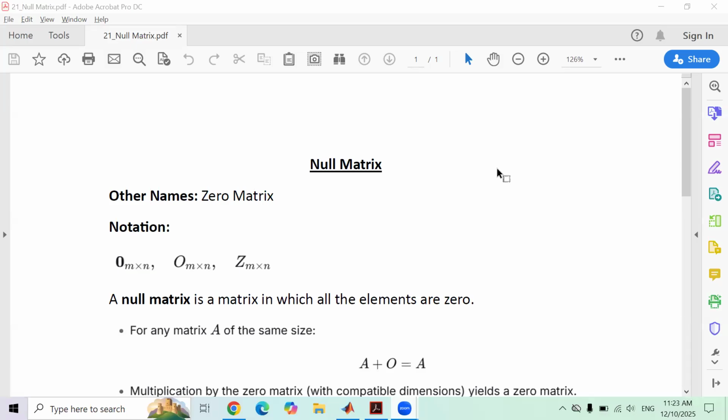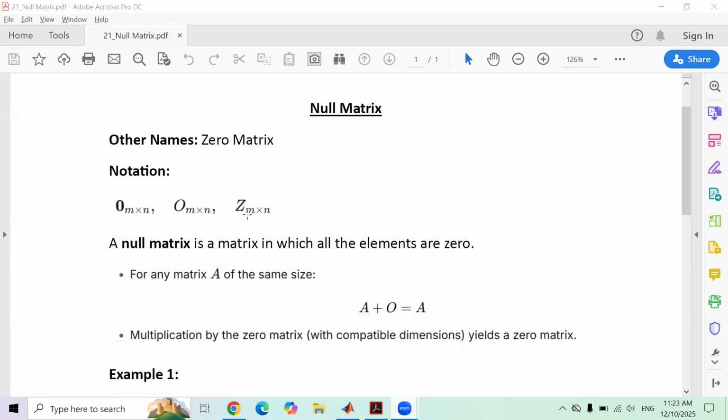In this video, let us learn about a null matrix. Another name for this matrix is zero matrix. Now let us have a look at the notations. There are three notations. We can choose either of them. Here, m cross n denotes the size or dimension or order of the matrix. M is the number of rows, n is the number of columns.